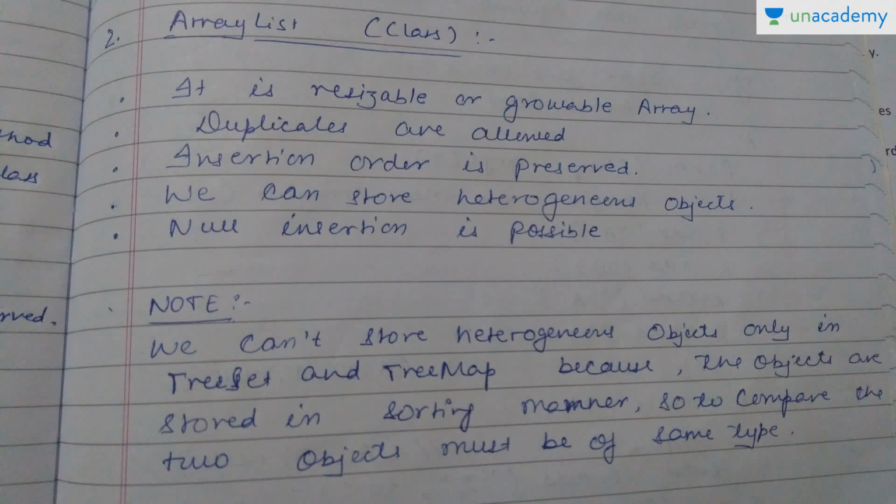Here we have an important note: we cannot store heterogeneous objects only in TreeSet and TreeMap. Otherwise, in all the other collection classes, we can store heterogeneous objects. But in TreeSet and TreeMap we cannot, because objects are stored in a sorted manner. If we provide objects of different kinds, then it won't be possible to sort them. To compare two objects, they must be of the same type. So TreeSet and TreeMap won't have heterogeneous objects.